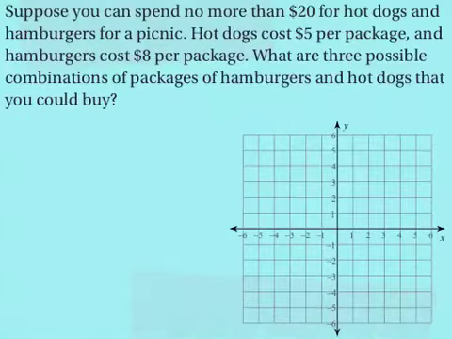This next example says, suppose you can spend no more than $20 for hot dogs and hamburgers for a picnic. Hot dogs cost $5 per package and hamburgers cost $8 per package. What are 3 possible combinations of packages of hamburgers and hot dogs that you could buy?